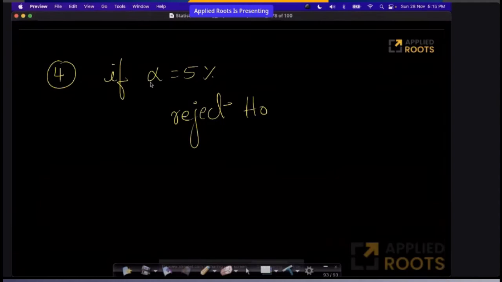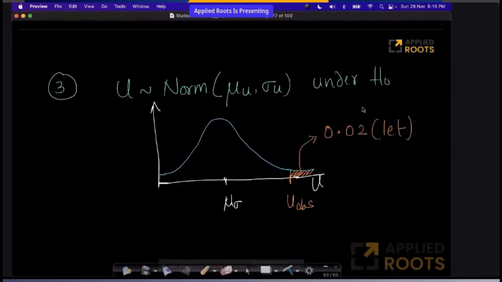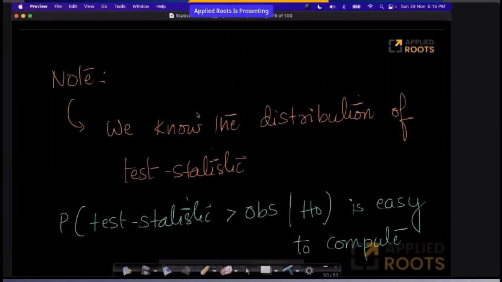From which we can get the p-value. And if the p-value is less than the alpha value, which is 5%, let's assume we get a p-value of 2%. Because your alpha is 5% and your p-value is 2%, we reject the null hypothesis. Very simple.